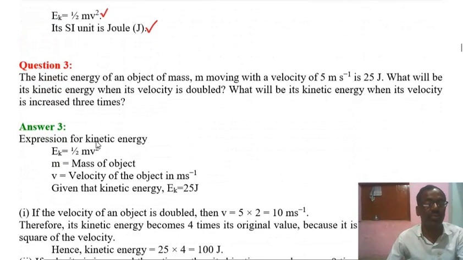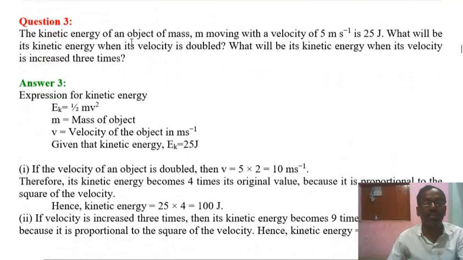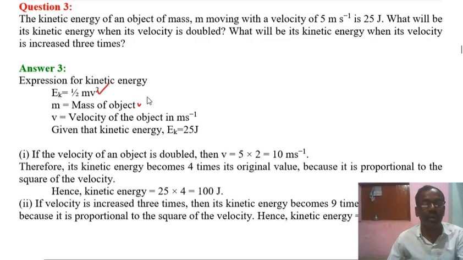Let's see question number 3 of this page. The kinetic energy of an object of mass m moving with a velocity of 5 meter per second is 25 joule. What will be its kinetic energy when its velocity is doubled? What will be its kinetic energy when its velocity is increased 3 times? Let's see. Expression of the kinetic energy is half mv square. m is the mass of the object, and v is the velocity of the object in meter per second in SI system. Given that kinetic energy equals 25 joule.